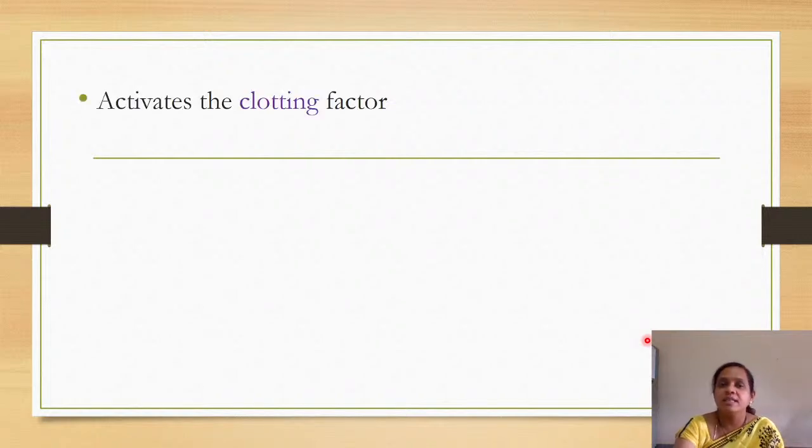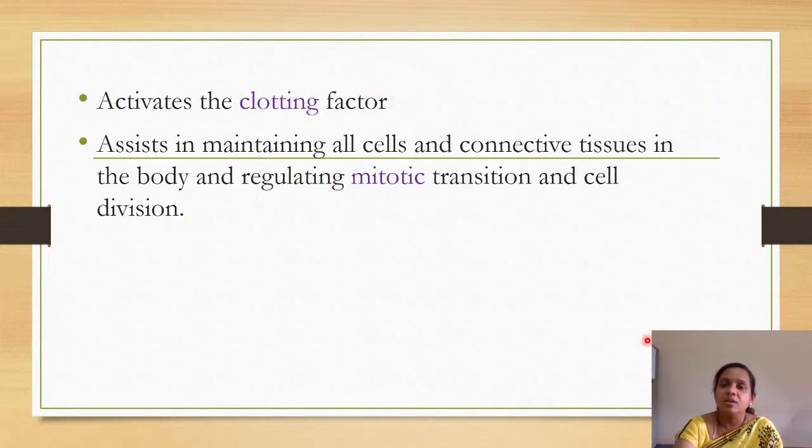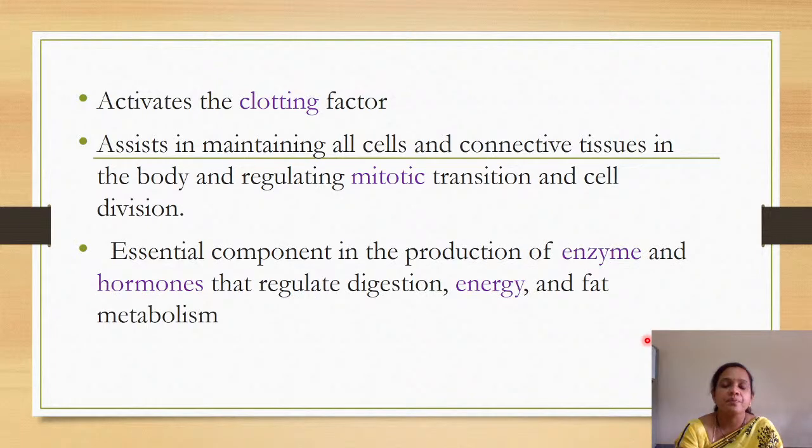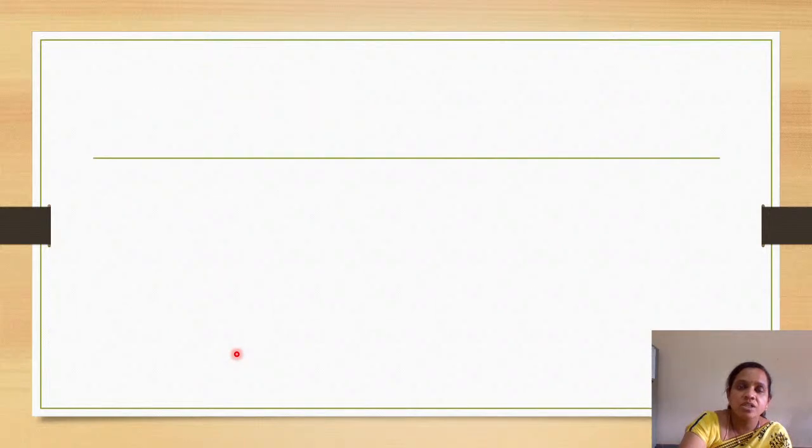Another important thing is that calcium is required for activating the clotting factor. It assists in maintaining all cells and connective tissues in the body and regulates the mitotic transition and cell division. It is an essential component in production of enzymes and hormones that regulate the digestion for energy purpose and for fat metabolism. So these are the functions of calcium. It is required for the formation of bone and teeth, for muscle contraction, for the release of neurotransmitters, for clotting, for digestion, where all the digestive enzymes depend upon calcium, and along with that for cell division and enzymatic activity. For all these things it is required.